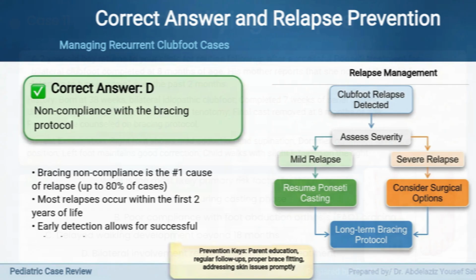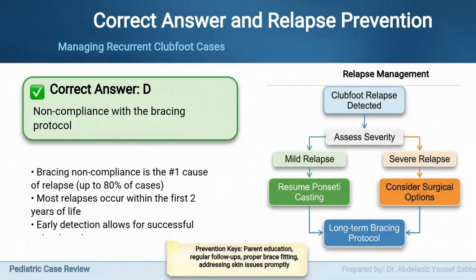The correct answer is option B, poor compliance with the foot abduction orthosis bracing protocol, which is more precisely described as noncompliance with the bracing protocol. Bracing noncompliance is the #1 cause of relapse, accounting for up to 80% of cases. Most relapses occur within the first 2 years of life, which is precisely why the critical period of strict compliance is emphasized so heavily. Early detection of relapse allows for successful retreatment.